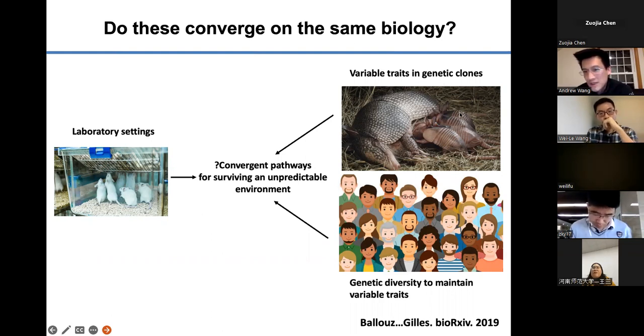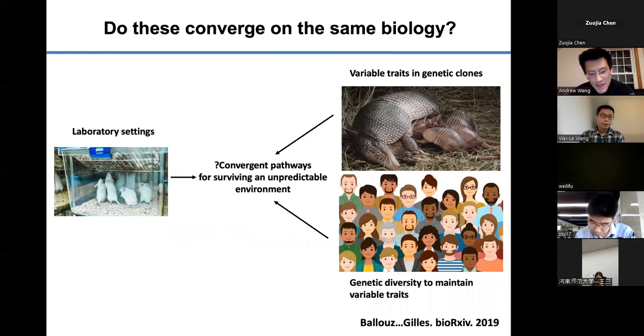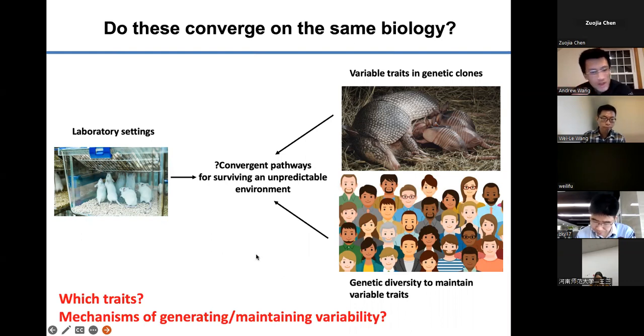So, these critters are amazing. Their clutches are clonally identical, but even within the clonally identical clutches, they're all slightly different in certain ways. And this is beautiful work out of Gilles' group that's posted in bioRxiv. And would the pathways that matter all converge in terms of understanding the types of pathways that are required to maintain variability to survive in an unpredictable environment? So which traits would they be? And then interestingly, would there be mechanisms that would generate or maintain this variability?